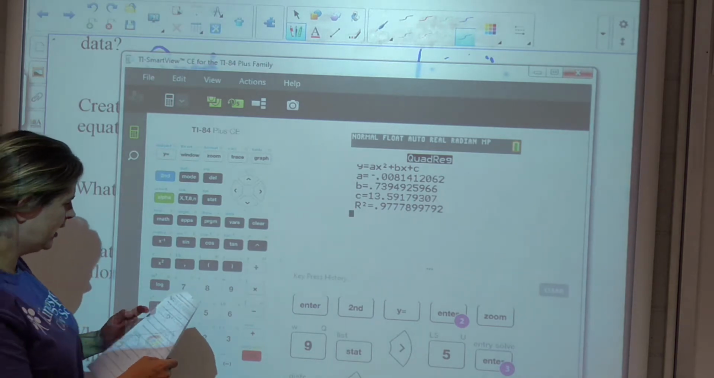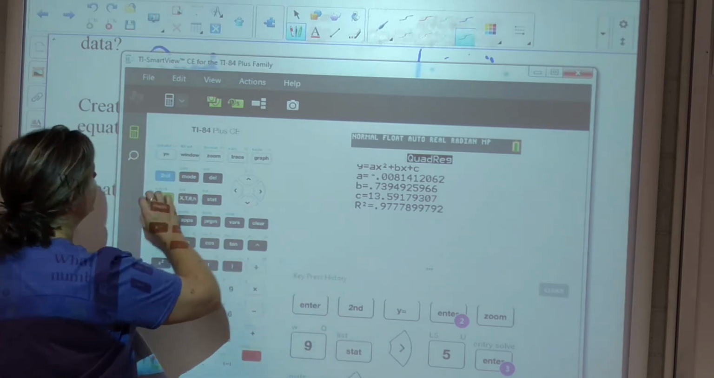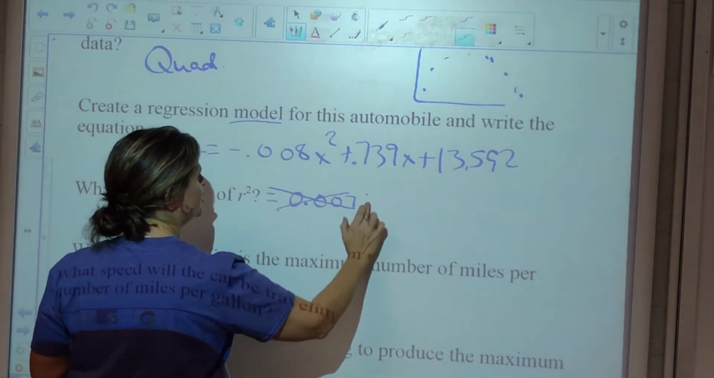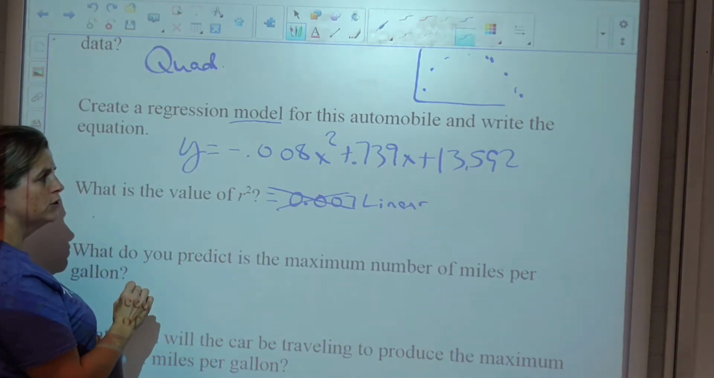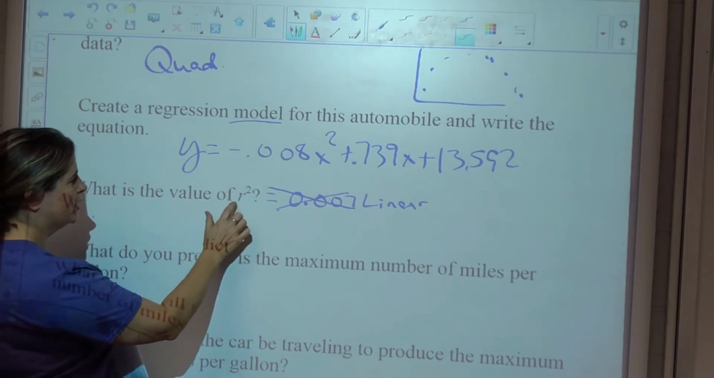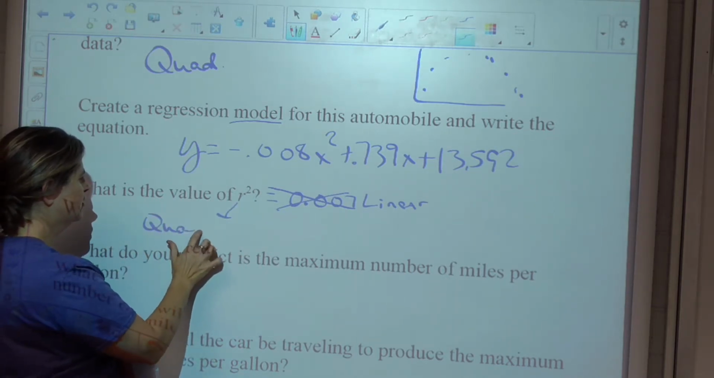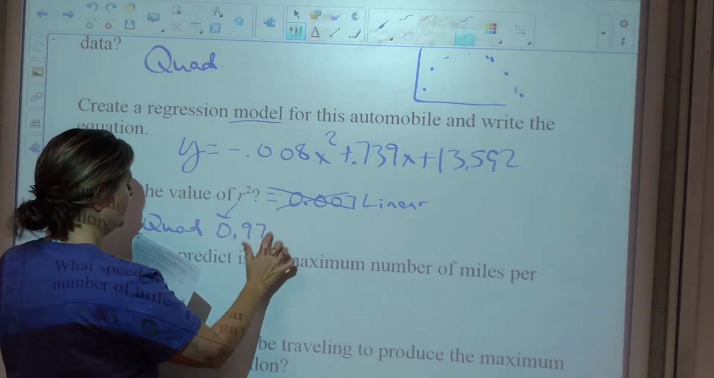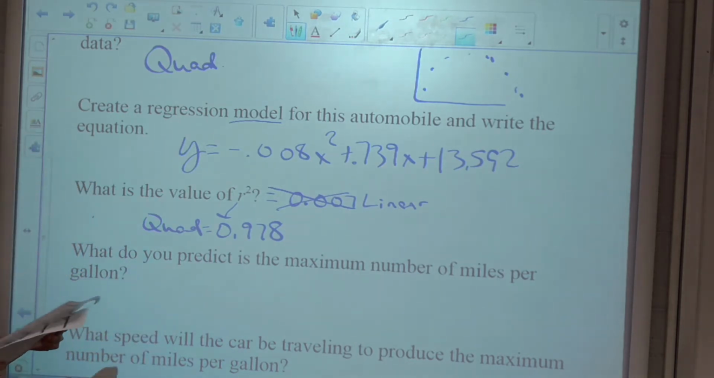I'm not sure what I had. Oh, that was my linear R squared. The R squared for our quadratic, this one was linear. Obviously not very close to 1, so we know it's probably not linear. R squared for the quadratic wound up being 0.978, very close to 1. So definitely it looks like it is going to be quadratic.